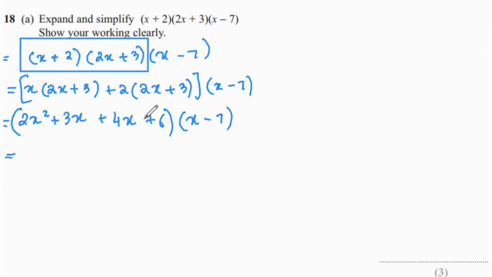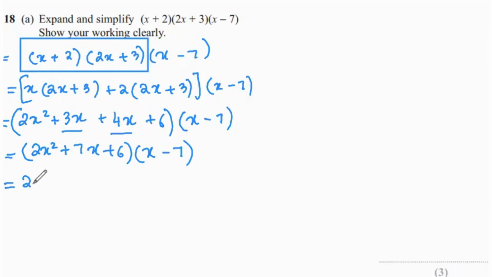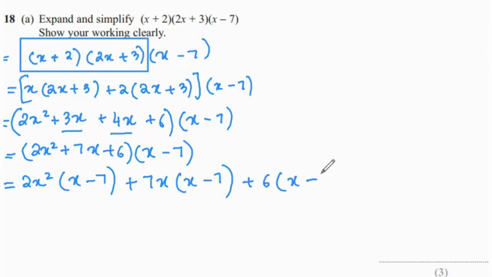So now that we expanded the brackets, we collect the like terms. 3x and 4x are like terms. So 2x squared plus 7x plus 6 is the expansion of the first two brackets. And this gets multiplied with x minus 7. That's going to be 2x squared times x minus 7, then 7x times x minus 7, then plus 6 times x minus 7.